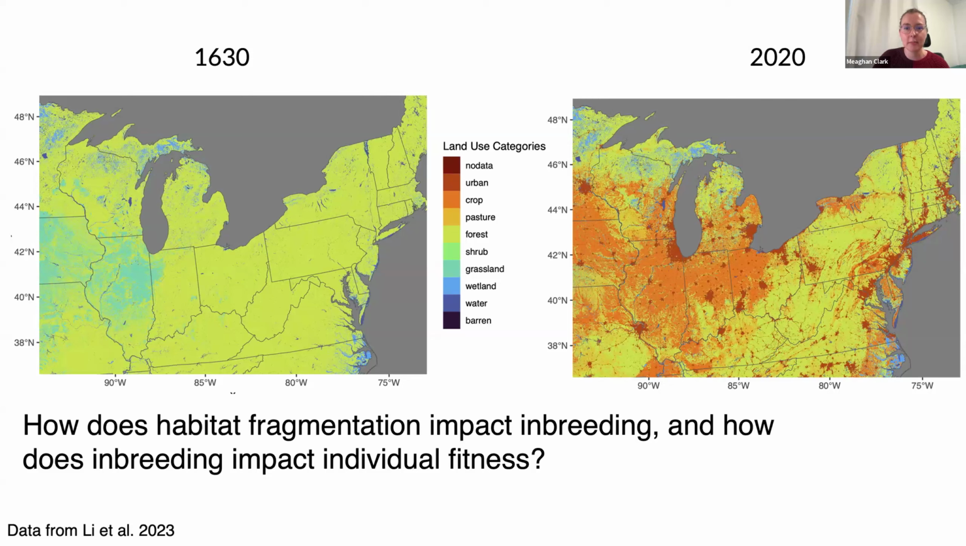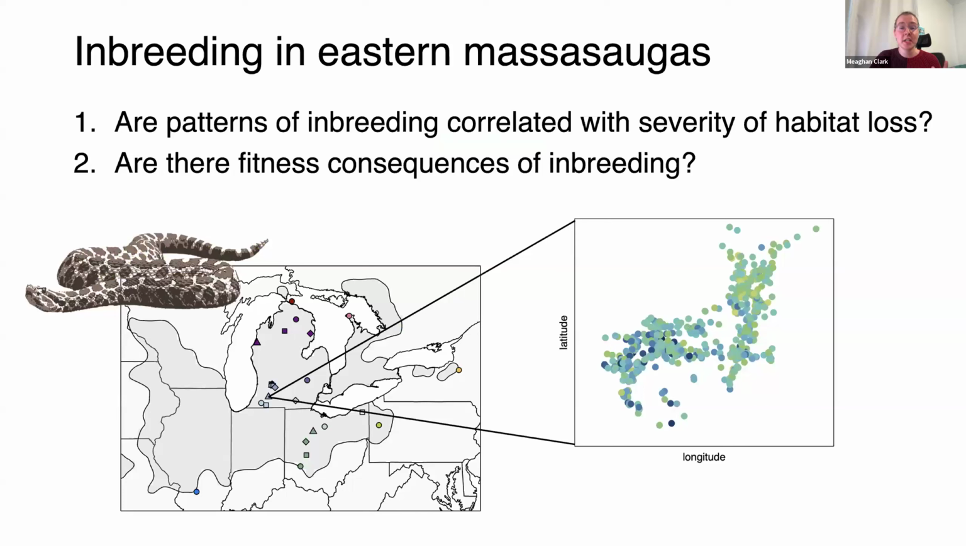And so today I'm going to tell you about how we're seeking to understand patterns of inbreeding both across the entire range of Eastern Massasaugas and if they're correlated with severity of habitat loss, as well as focus in on a few populations in particular where we've been able to actually test for fitness consequences of inbreeding.